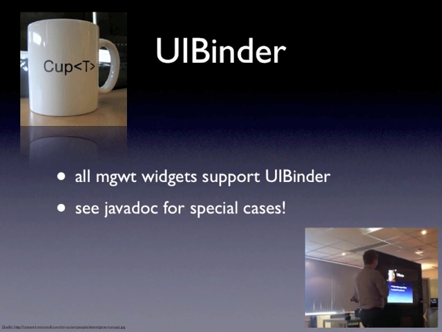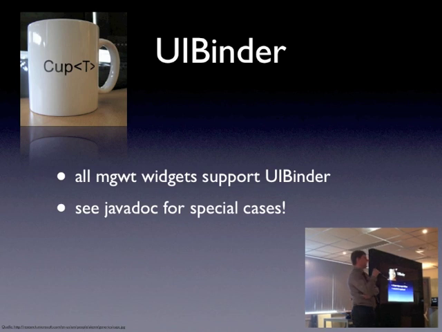Let's go into a quick thing about UI Binder. UI Binder is the ability in GWT to build your UI with XML. All MGWT widgets do support UI Binder. For some special cases, take a look at the Java doc. They should all be documented. If there's something wrong, please feel free to bring an issue up on the user group or on the issue tracker.